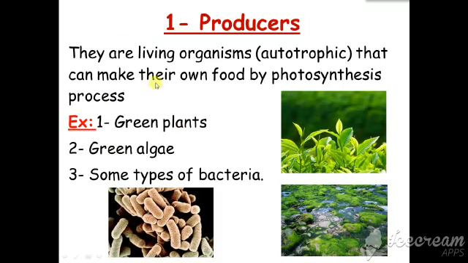Let's start with type number 1, producers. They are living organisms called autotrophic that can make their own food by photosynthesis process. Autotrophic means can make their own food by photosynthesis process, like green plants, green algae, and some types of bacteria.